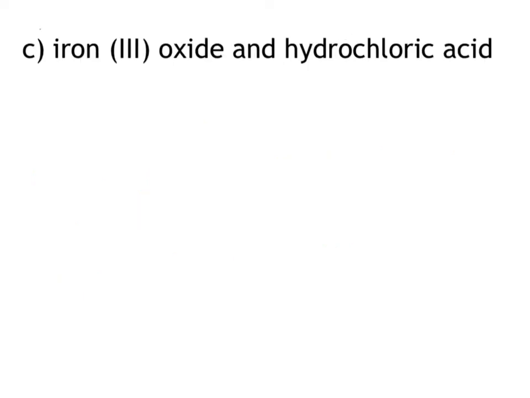Part C, iron 3 oxide and hydrochloric acid. So a bit more balancing going on with this one. Not a big issue though. So iron has a 3+ charge. Oxygen is in group 6, so it ends up with a 2-. So to get the formula of iron 3 oxide, I'm going to have 2 of my Fe3+ to go with 3 of my oxide ions.